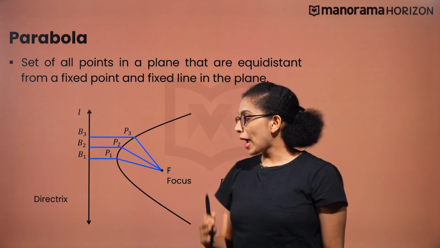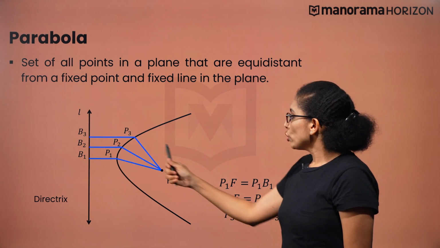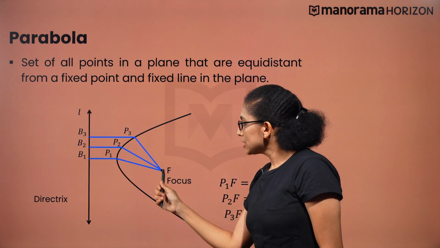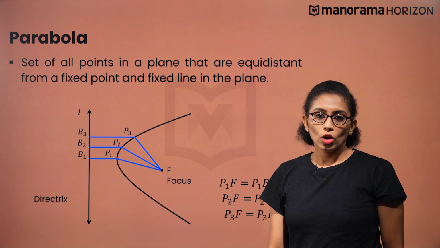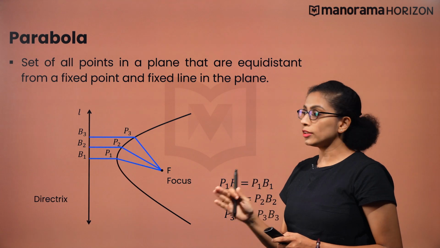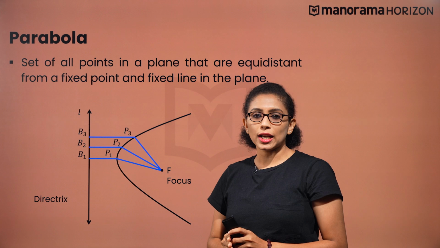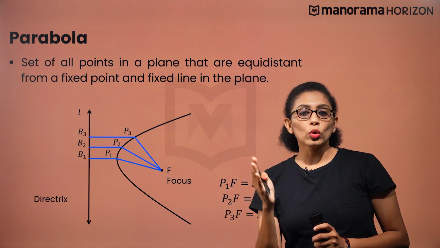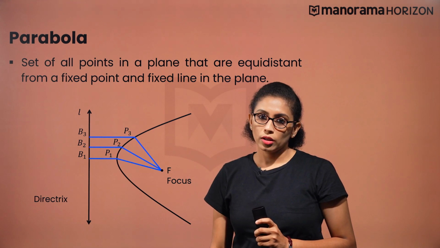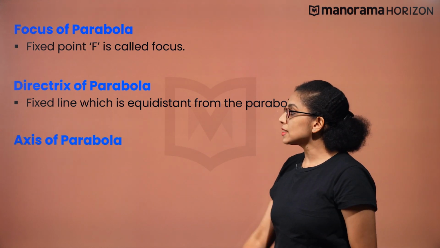Therefore, we can write P1F is equal to P1B1, P2F is equal to P2B2, P3F is equal to P3B3. We should be clear that the fixed point should not lie on the fixed line. If the fixed point lies on the fixed line, PF will not be equal to PB and this is called the degenerate case of parabola. And the next term one should know about is the axis of parabola.